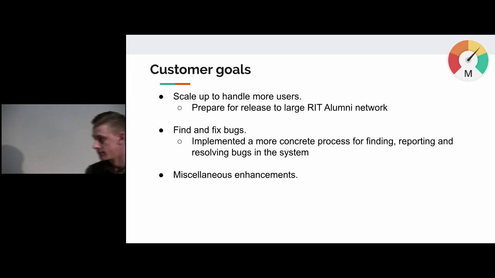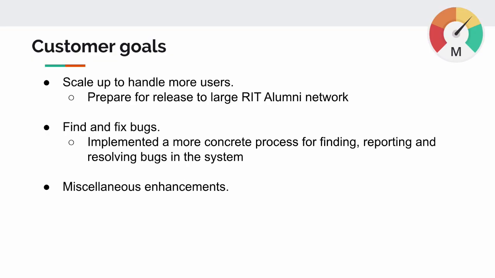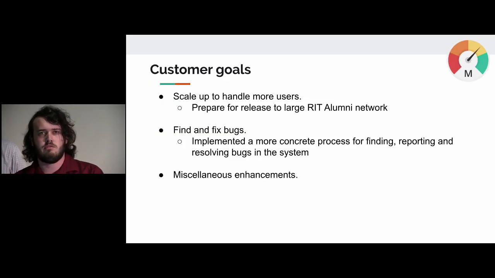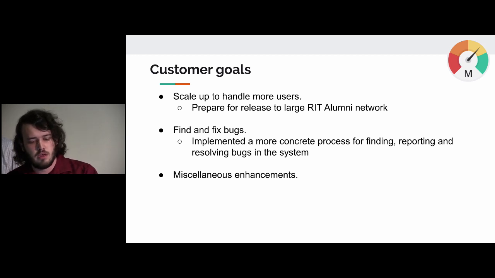So to address a few of the goals that were set forward by our customer, first and foremost, our system is only effective if we have a significantly large database. So we wanted to scale up our application to a lot more users. We wanted to be able to release this to the RIT Alumni Network, which has over 100,000 users that we would potentially be bringing into the system. And we needed to make sure that we were able to handle that load with our application and our servers.